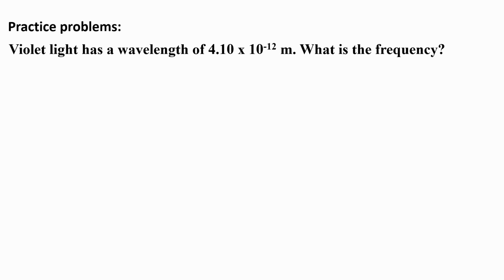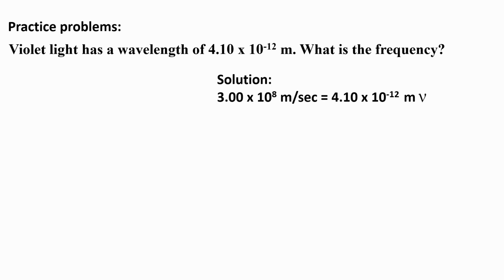Now for some practice problems. Violet light has a wavelength of 4.10 times 10 to the minus 12 meters. What is the frequency? Remember, the formula for calculating the speed of light is c equals lambda nu.